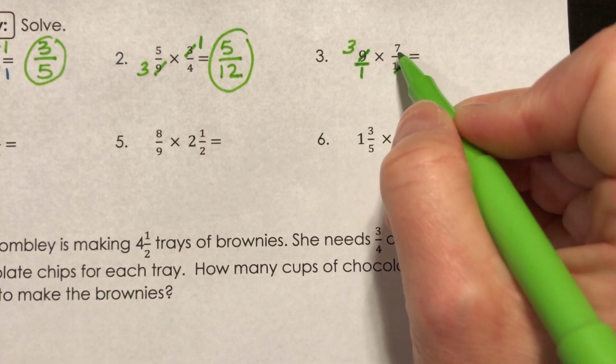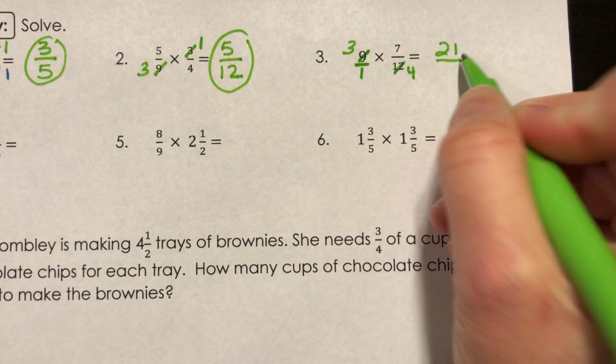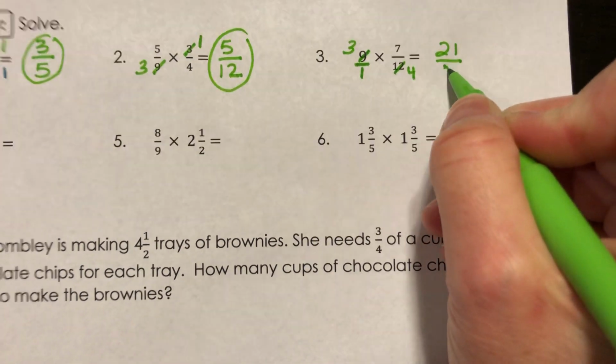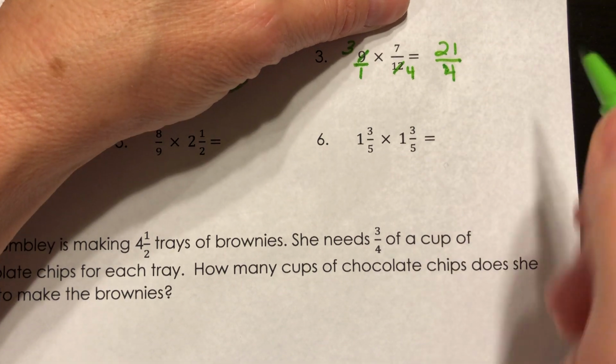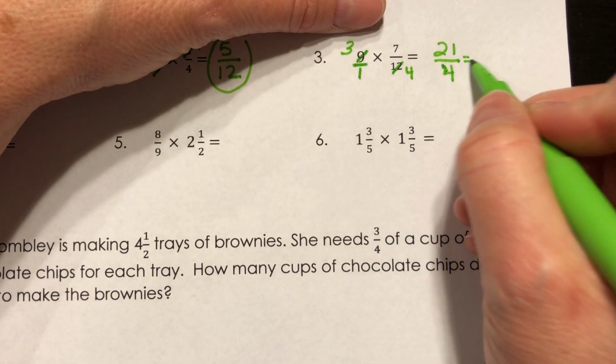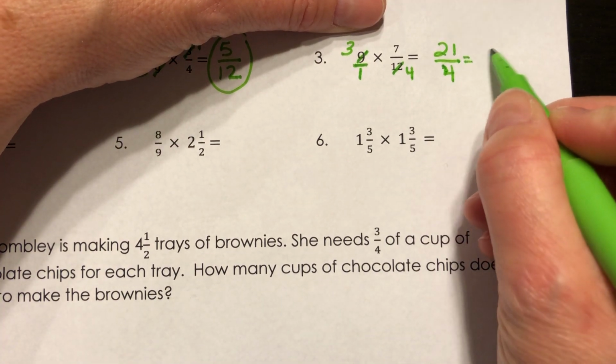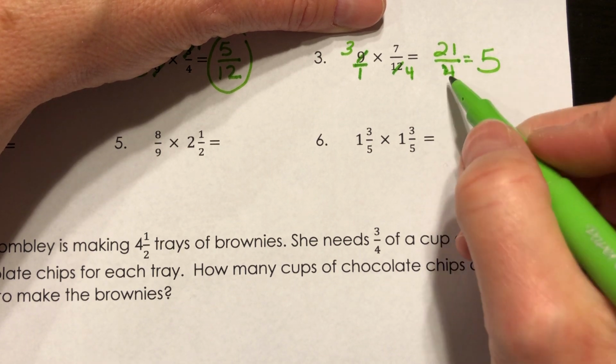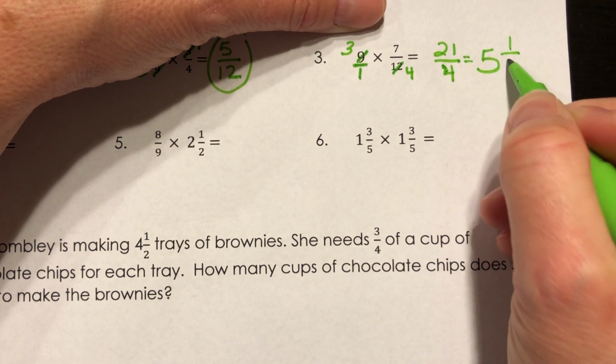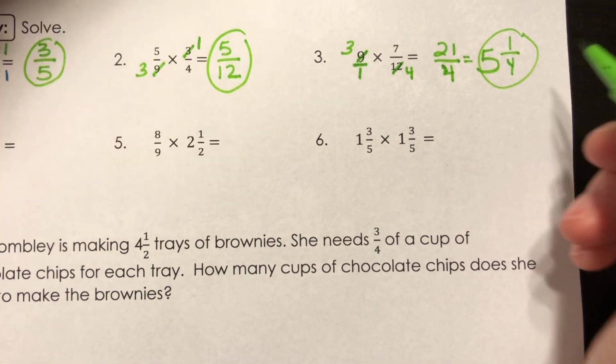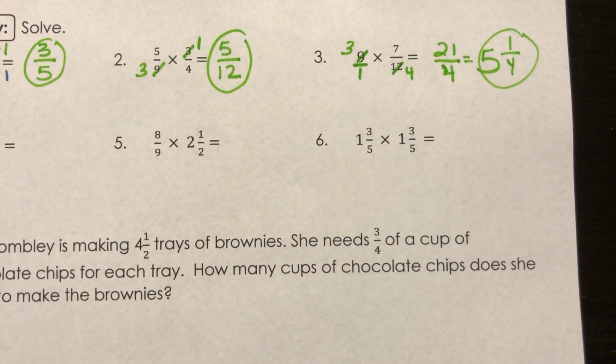Now I'm left with 3 times 7, which is 21, over 1 times 4, which is 4. This is improper, so I can go ahead and say, okay, well, I know that 4 times 5 will get me closest to 21 without going over. And 4 times 5 is 20. There's 1 left over out of 4. So you should have 5 and 1/4 for your final answer.